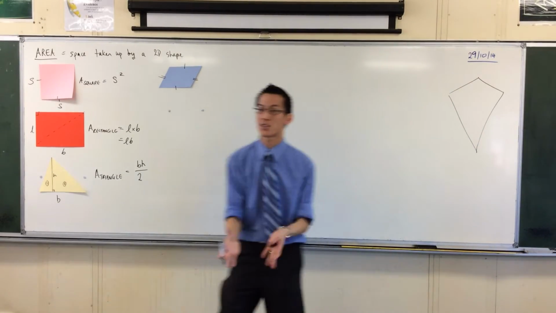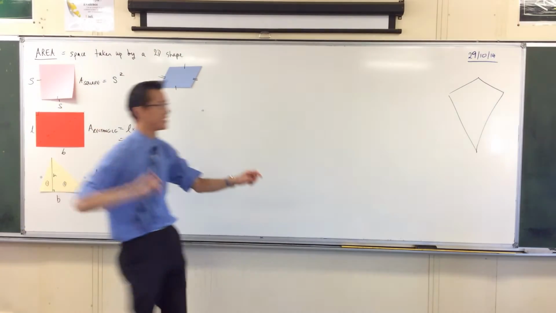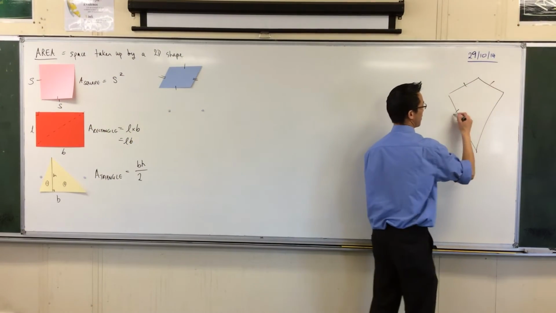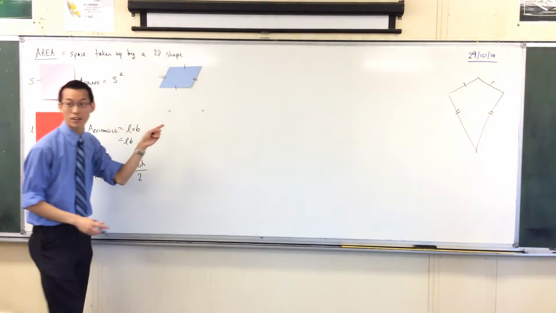It's still got two pairs of equal sides, but where are they? They're not opposite, are they? They're adjacent. Very good. Right? So that gives you a kite. This gives you a parallelogram.